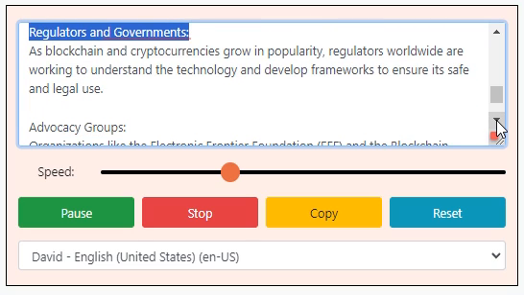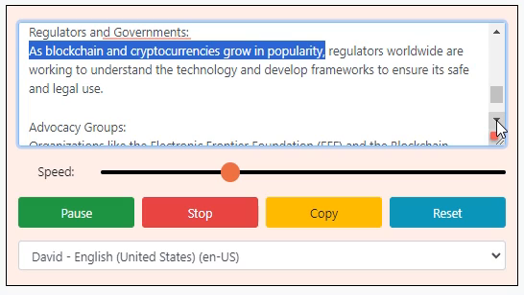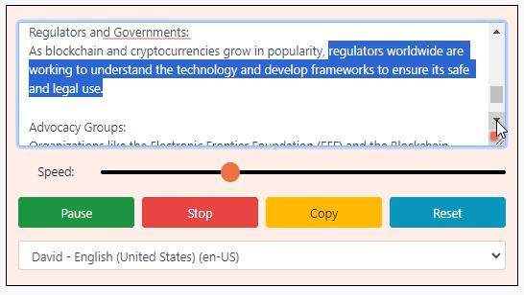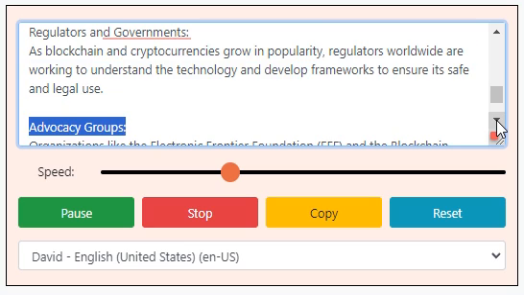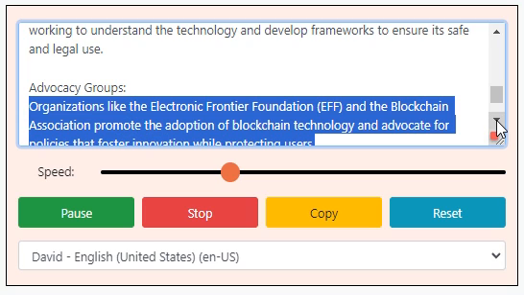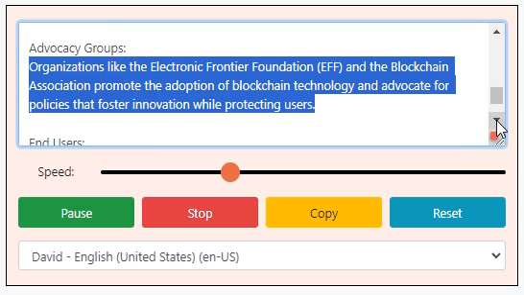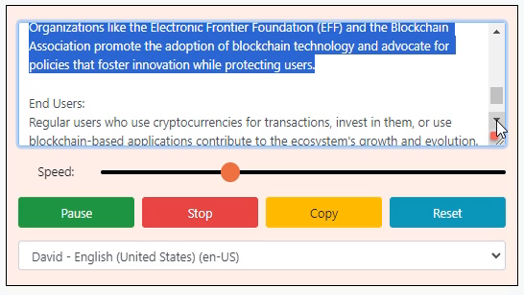Regulators and governments. As blockchain and cryptocurrencies grow in popularity, regulators worldwide are working to understand the technology and develop frameworks to ensure its safe and legal use. Advocacy groups. Organizations like the Electronic Frontier Foundation, EFF, and the Blockchain Association promote the adoption of blockchain technology and advocate for policies that foster innovation while protecting users.